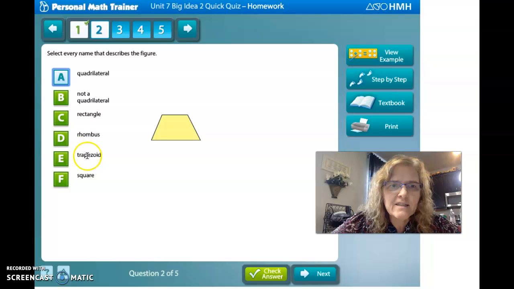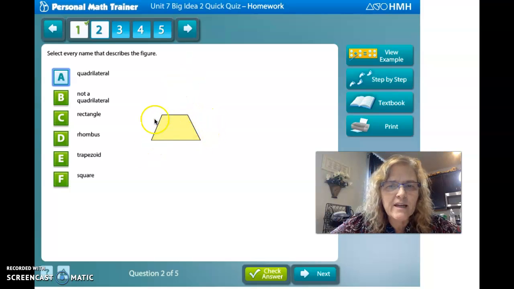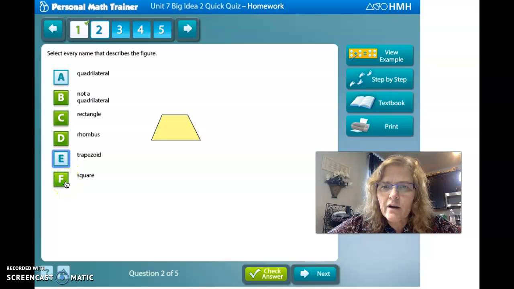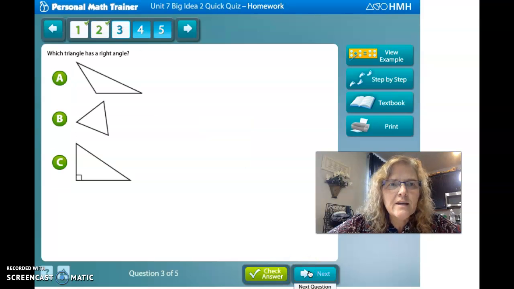Is it a trapezoid? One set of parallel sides, which would be this side and this side. If you were to put both of these sides together, it would make a triangle. So this one is a trapezoid. Is it a square? No, it is not. So that would be the answer to number 2.